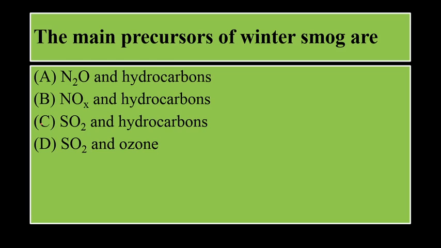The main precursors of winter smog are: N2O and hydrocarbons, NOx and hydrocarbons, sulfur dioxide and hydrocarbons, or sulfur dioxide and ozone. So the main precursors of winter smog are NOx, nitrogen oxides of all kinds, and the hydrocarbons, which is option B.